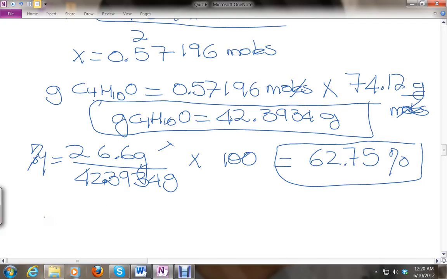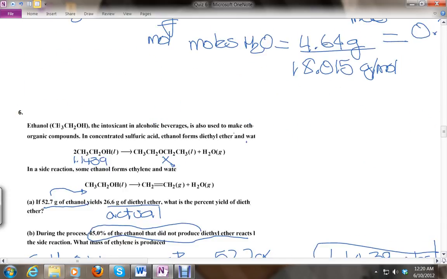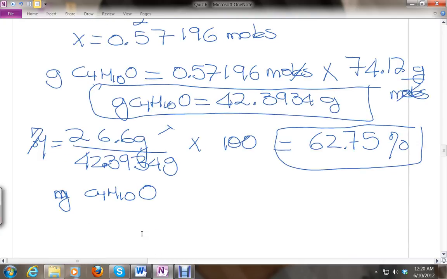So what's the first thing you have to do? You have to find out, well, first, the moles of C4H10O. I don't think I can copy this. No. So you had to go back. So the moles of C4H10O would be, again, what you produce, the actual yield, 26.6 grams. And then the moles would be divided by the molar mass.